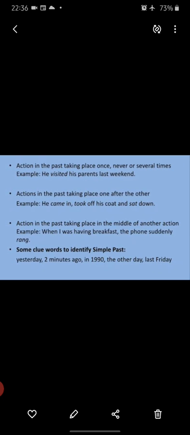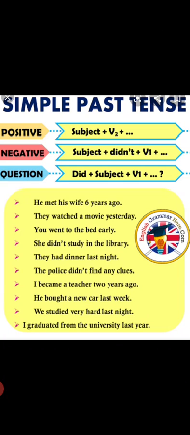Now next, simple past tense can be used in assertive, negative, and interrogative sentences. And now, how to use these? Number one is positive. Positive means assertive sentences. For positive and assertive sentences, we use subject plus second form of the verb.